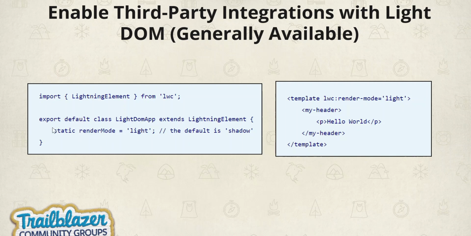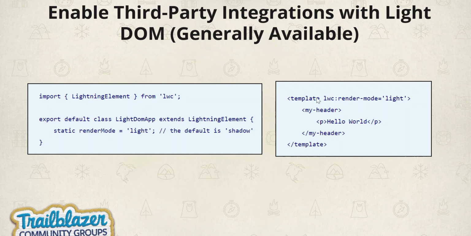Then you have to write this property, static renderMode equal to light. By default it is shadow. If you want to override this shadow, you can pass light as the render mode. This is the new attribute under Summer 22 for LWC. So you write static renderMode equal to light, then you can override the existing shadow DOM.